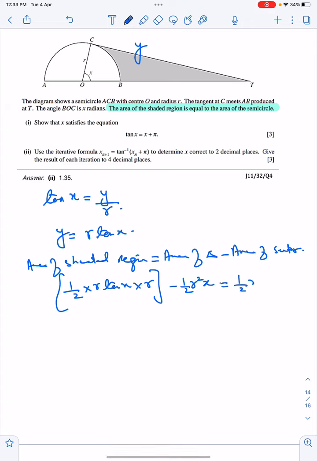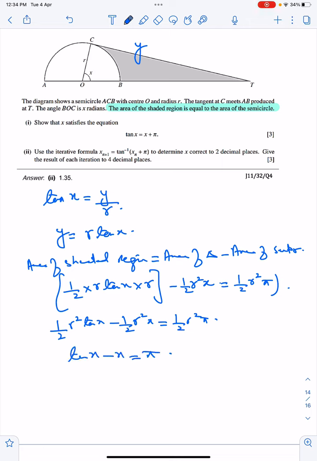The area of the semicircle we know is half r squared theta, so half pi r squared, because theta is going to be pi in this case. Get rid of r squared from both sides. So if I write it like this, half r squared tan of x minus half r squared x equals half r squared pi. If I get rid of half r squared from both sides, I'll be left with tan x minus x equals pi. So tan x equals pi plus x, or x plus pi. This is the answer. This is what you had to prove.